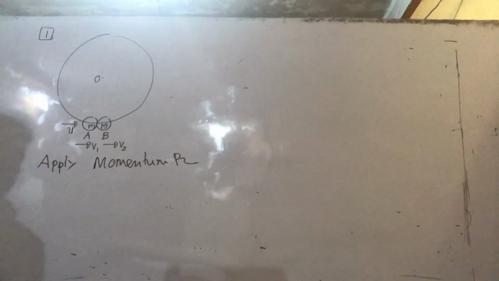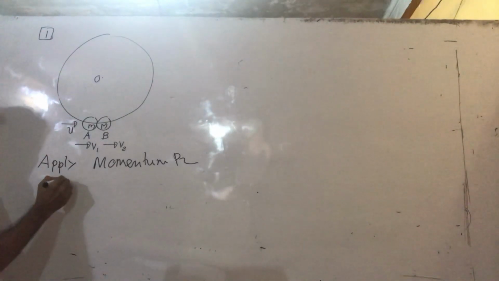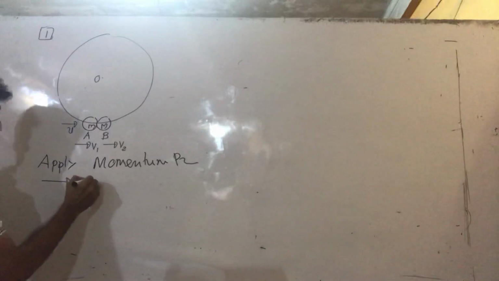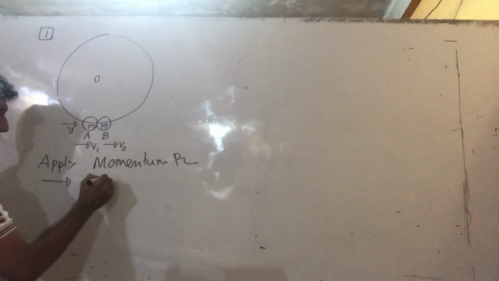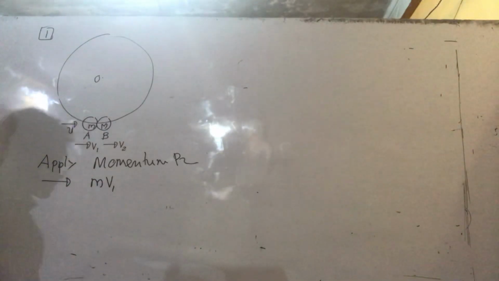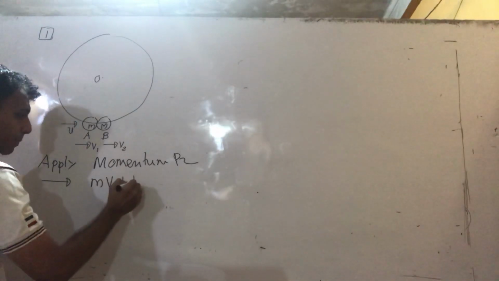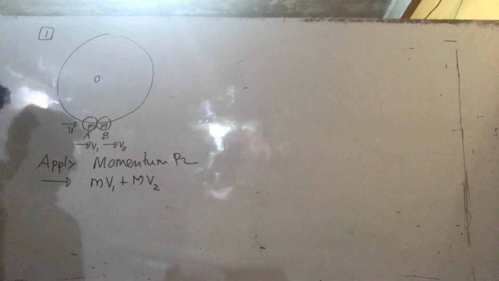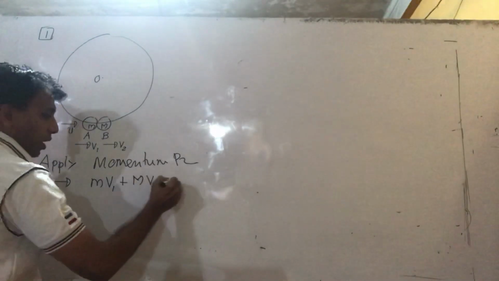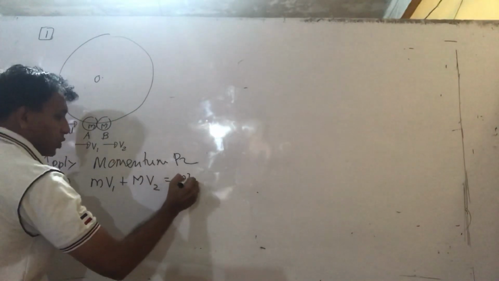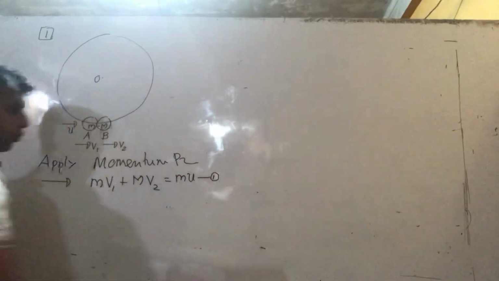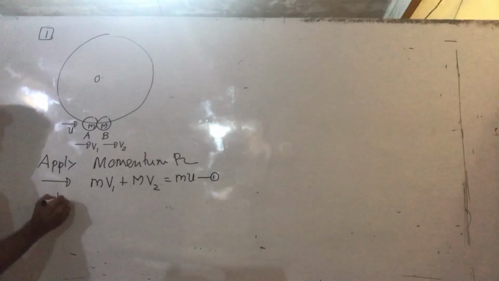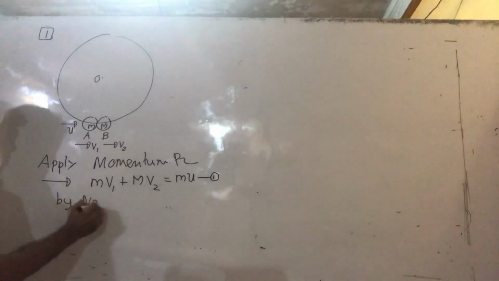Apply the momentum principle in this direction. Final momentum equals initial momentum. So small m with velocity v1, plus the other mass capital M with speed v2, is the final momentum. It equals the initial momentum, small m and u, right? This is your first equation.